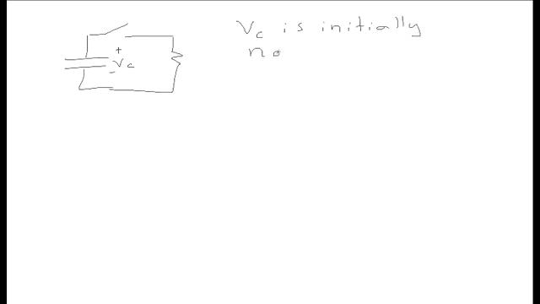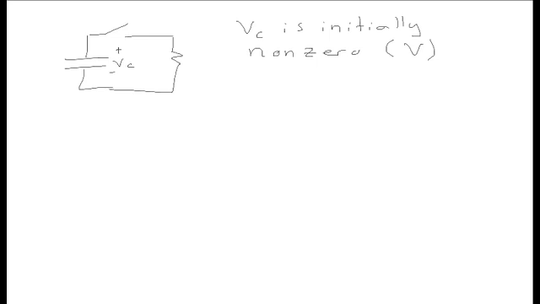And remember what that looks like: an open circuit where we have a VC, and we're assuming that VC is initially non-zero. I'm not going to say VC at 0 because it might not be t equals 0 when it opens. Let's assume it's initially just some voltage V.